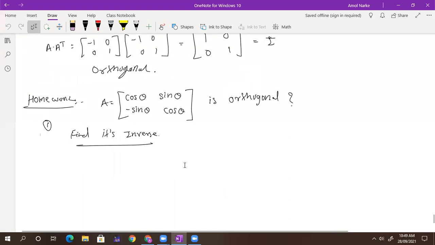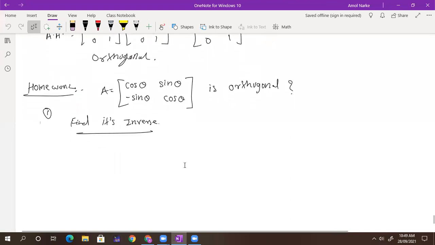So I have given this example as a homework, whether this matrix is orthogonal or not. And if it is orthogonal, find its inverse. So tell me whether it is orthogonal or not. Yes, sir, it is orthogonal. What is the property of orthogonal? How to check: A transpose into A equals identity matrix.